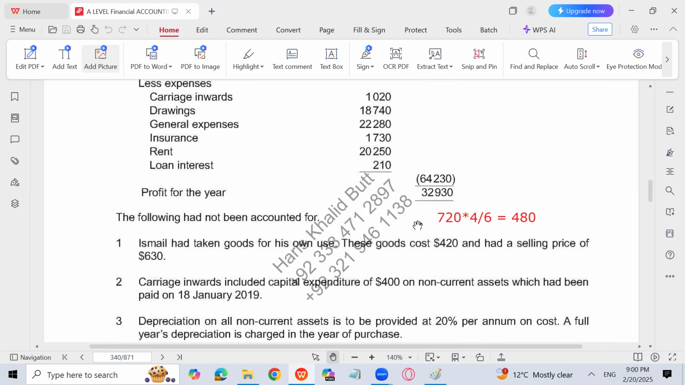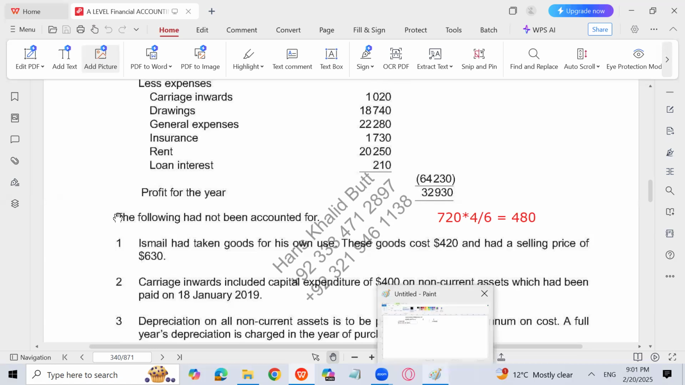Secondly, there is goods drawing. The entry is drawings to purchases, so goods drawing needs to be subtracted from purchases, but purchases is not given. So I will subtract it from cost of sales with an amount of 420. Secondly, we will not add carriage inward of 1,020. We will add carriage inward of 620, because the 1,020 includes the purchase of a non-current asset of 400. That should be added to non-current asset. It is not the expense of carriage inward, so it will not be taken into account while adding carriage inward.